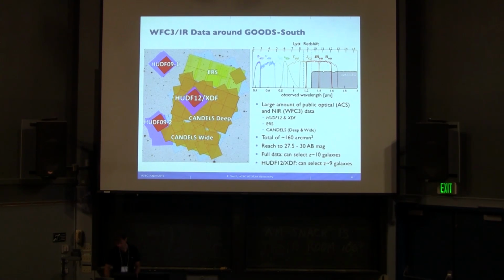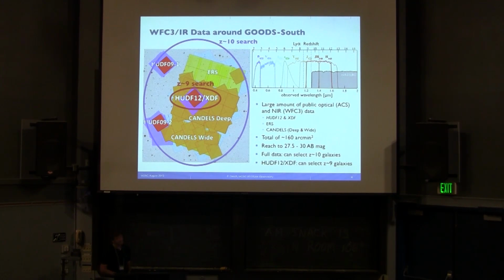And so over the next couple of slides, I'm going to be showing you a redshift 9 search that we did over the Hubble Ultra Deep Field only. It's a very small area, of course, 4.7 square arcminutes. And then a wider area search for redshift 10 galaxies over all the WFC3 IR data in the Chandra Deep Field South. And so we have data ranging from essentially 30th magnitude here over the Hubble Ultra Deep Field in H-band to essentially 27.5 in CANDELS wide.